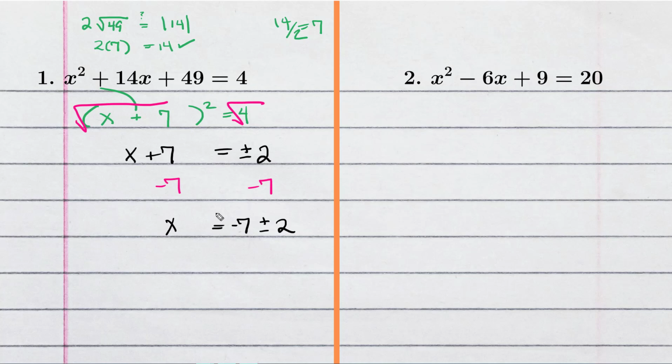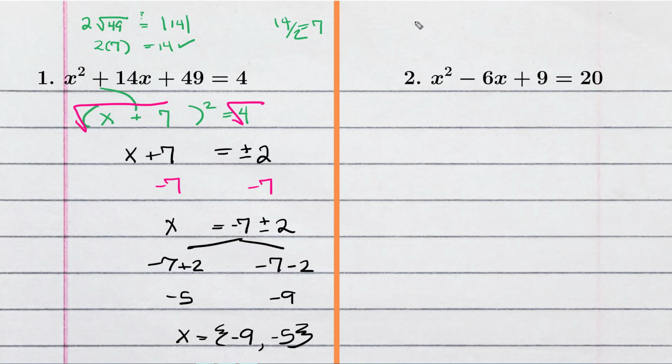At this point, since there are no square roots left in the problem, I need to come up with the two solutions that this is equal to. Negative 7 plus 2 and negative 7 minus 2. Negative 7 plus 2 is negative 5. Negative 7 minus 2 is negative 9. And so x is equal to the solution set in order from least to greatest, negative 9, comma, negative 5. Okay, let's do it again using this next one.